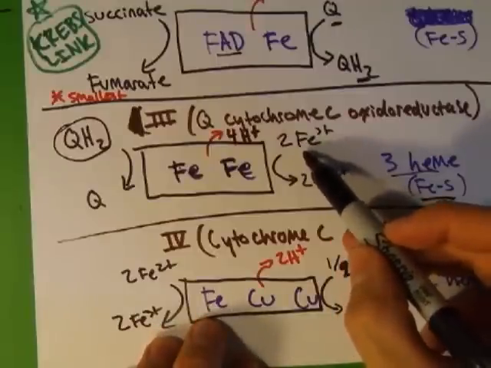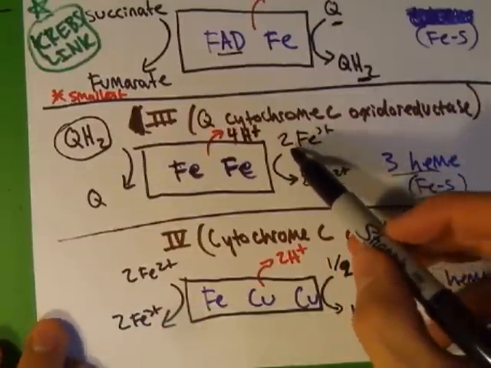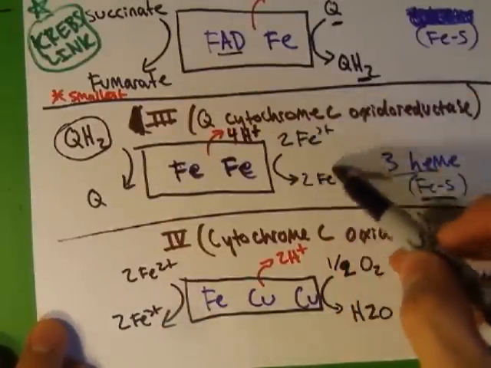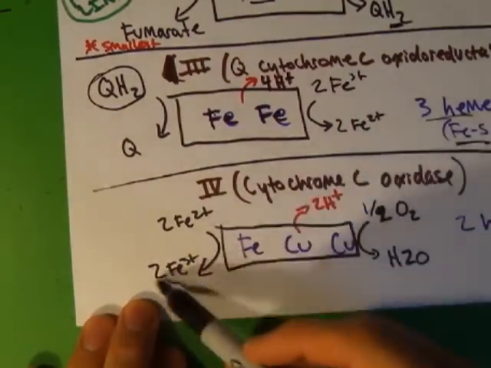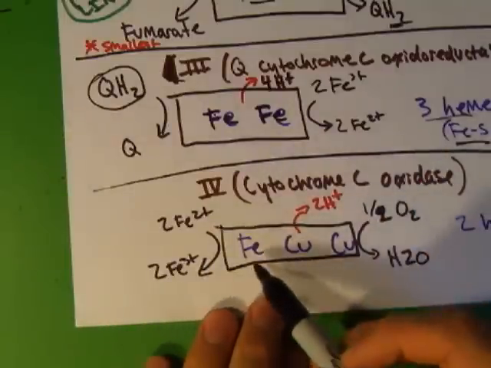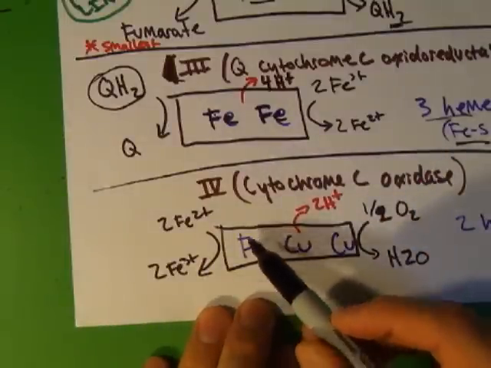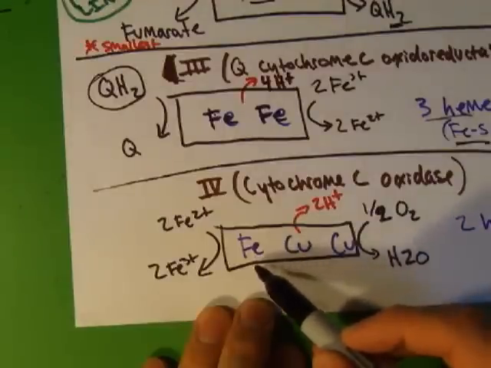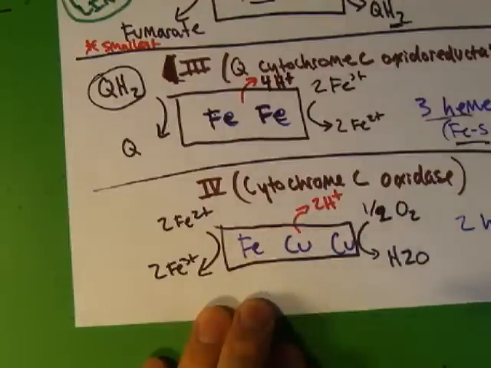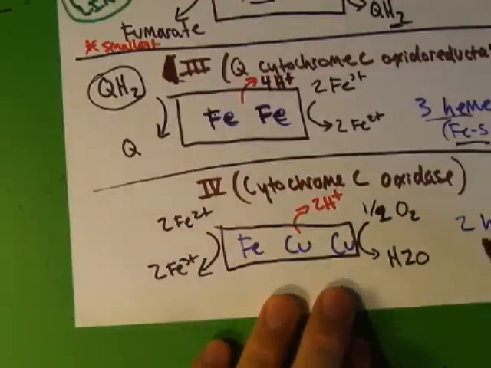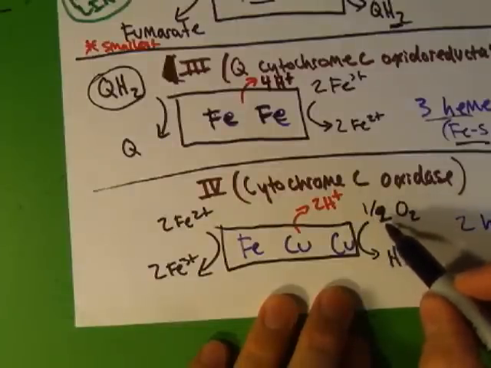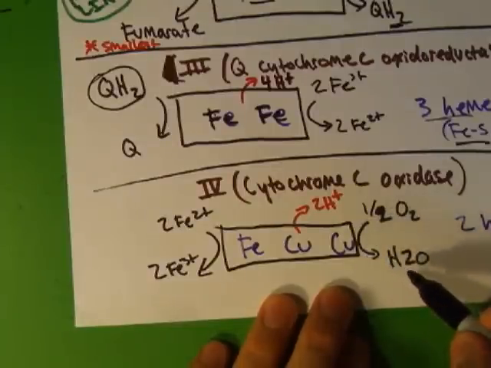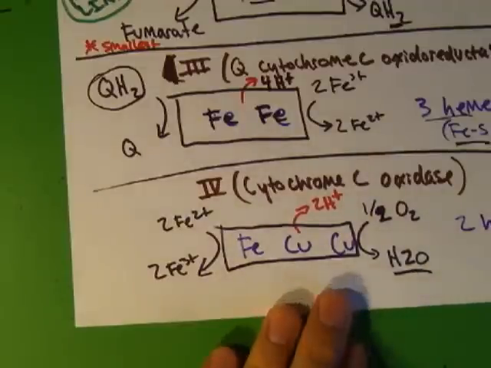It passes them on to some more iron, which this part here now leads into complex 4. The same thing right here. Complex 4 has a couple coppers after the first iron. It has 2 heme groups, and the last part that you have to know is that there's a half oxygen molecule that turns into water.